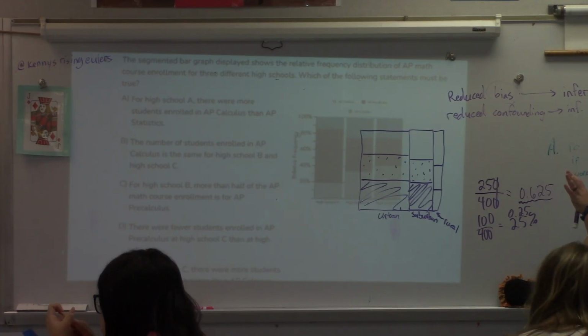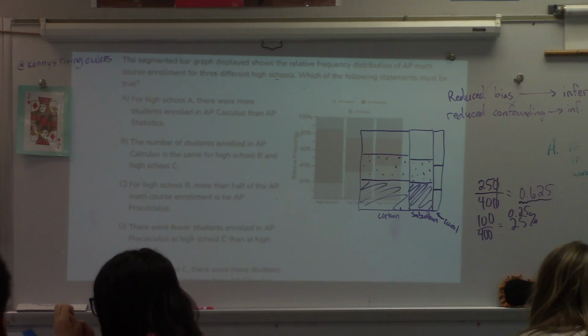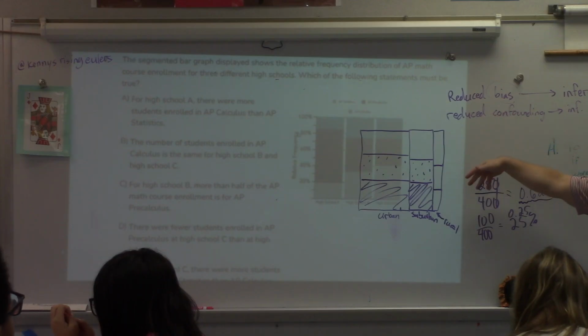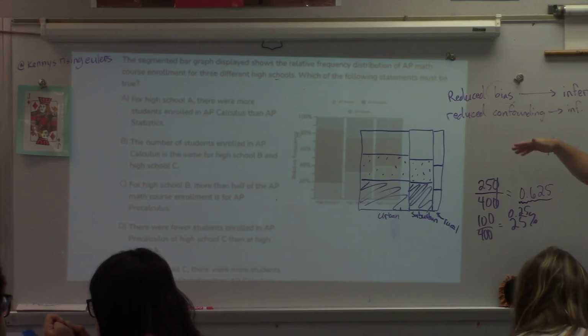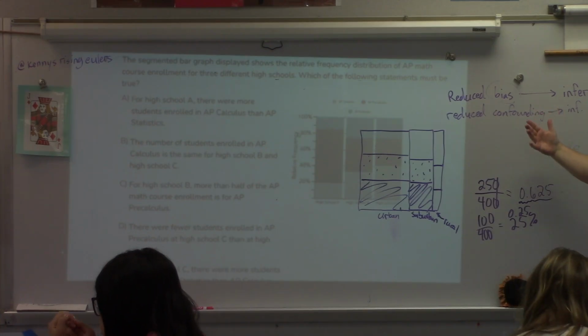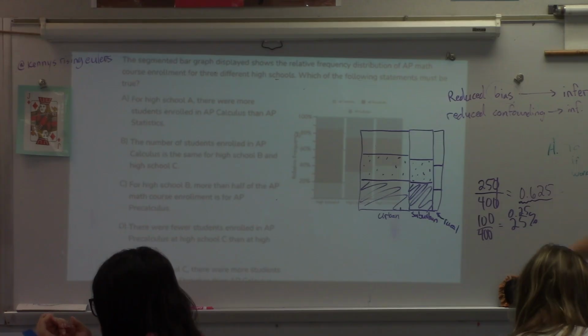A segmented bar graph never shows the number. What would you need in order to know the number of students? The total. You would need to know the total along with that segmented bar graph. So for me, I haven't read everything, but I would eliminate A and B because I don't know about the number of students. I only know about the relative frequencies. Okay?